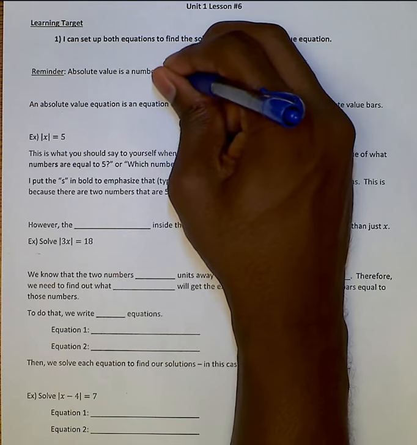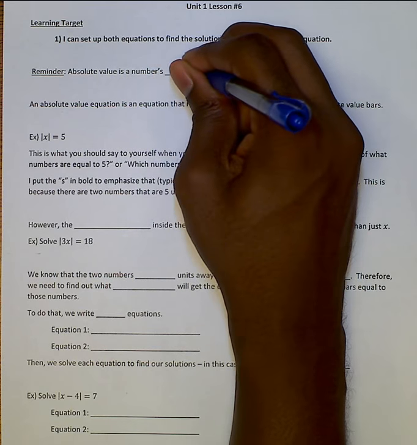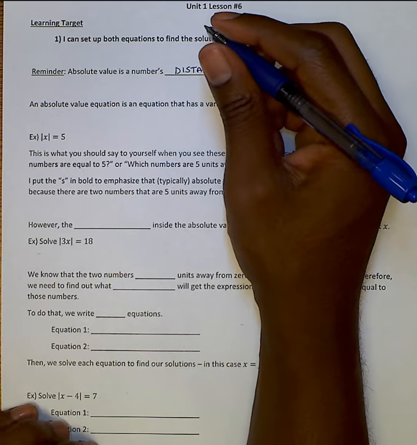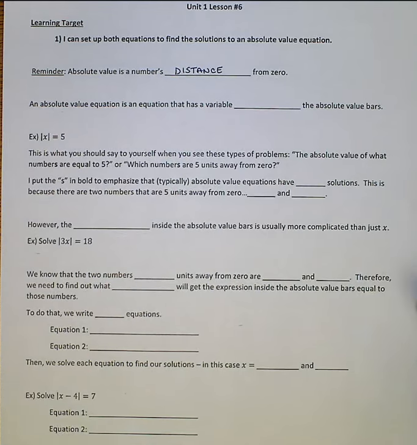Okay, and when you think about distance, remember that distance can't be negative. If I run to the store, I run 2 miles. When I run back home, I run 2 miles. It's not 2 miles to the store, negative 2 miles back home. It's just 2 miles. So distance is always positive no matter the direction.